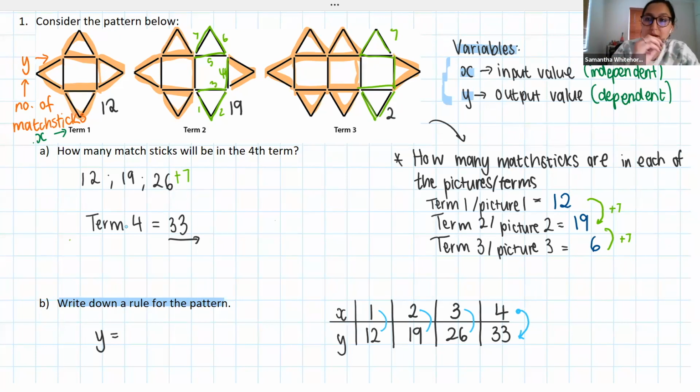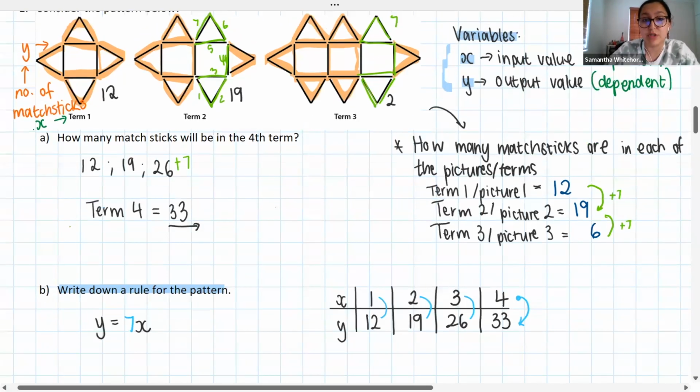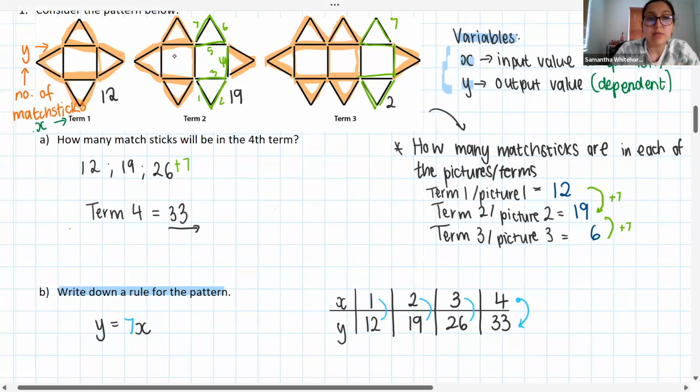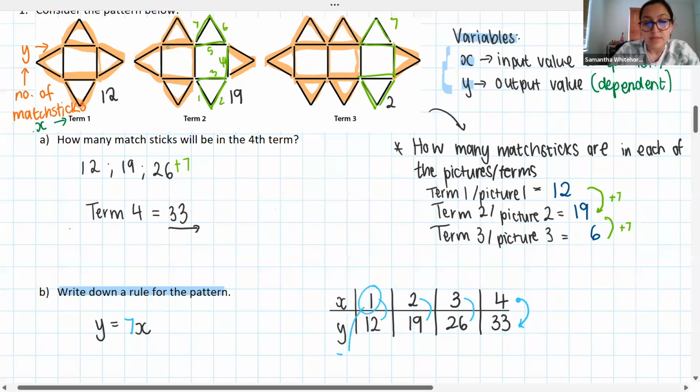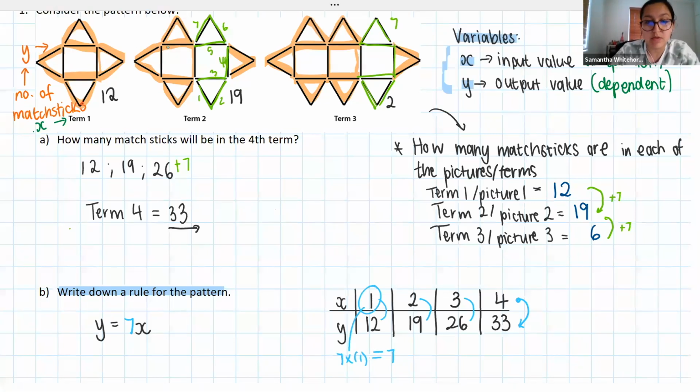Whenever we know that it is a constant value that I'm adding or subtracting, that value is our coefficient to x, right? Obviously, that value is important to us. It's something that we're doing consistently from one term to the next. And so it comes into my rule by being the coefficient to x. Then we always double check if we have to add or subtract anything to that in order to get our output. So if we take an input of 1, 7 times 1 gives us 7.